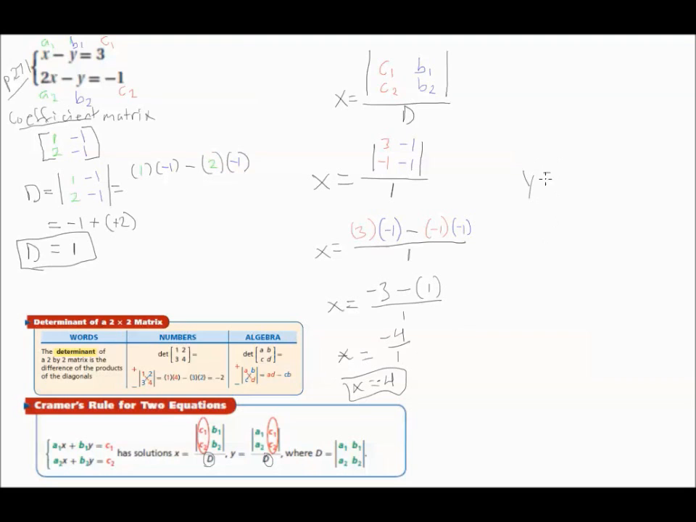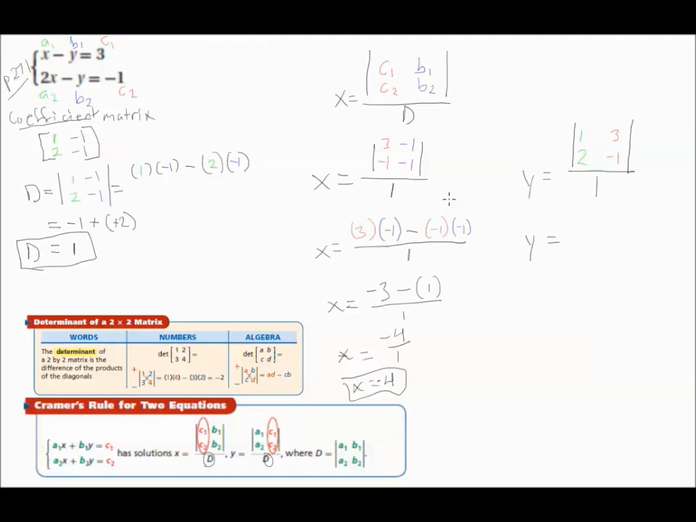Now to find my Y value, I do a very similar process. Using Cramer's rule, I still need the determinant of my coefficient matrix on the bottom. And then on the top, if I'm trying to find Y, I'm going to replace Y coefficients. So I'll keep my A1 and A2, my X coefficients, 1 and 2, and then I will replace my negative 1, my Y coefficients, with my C values, 3 and negative 1. So again, if I'm trying to find Y, I need to replace the Y coefficients. I need to find the determinant of 1, 3, 2, negative 1.